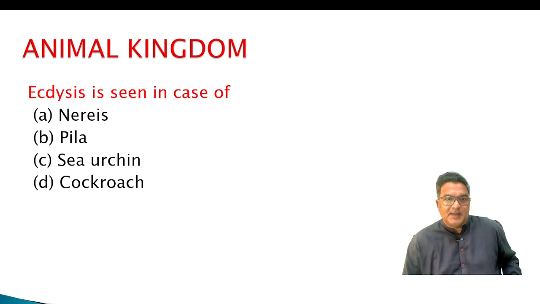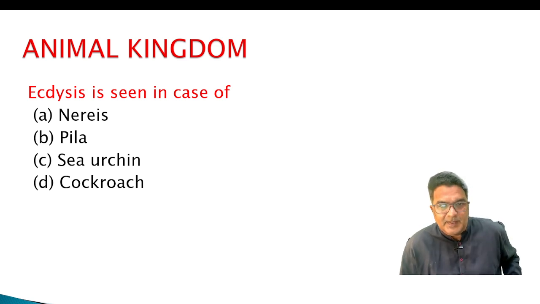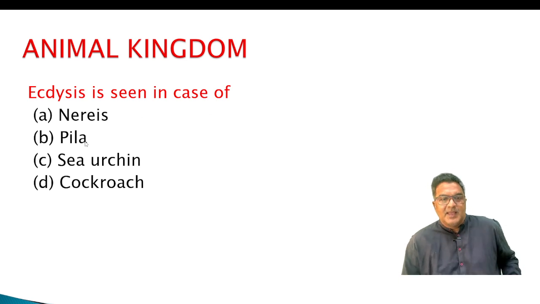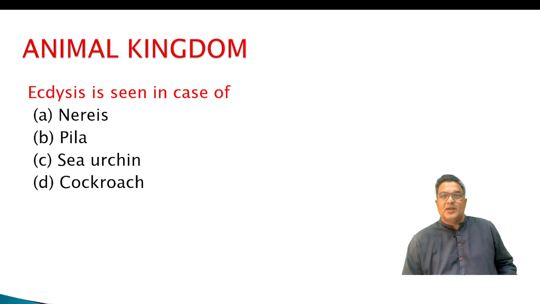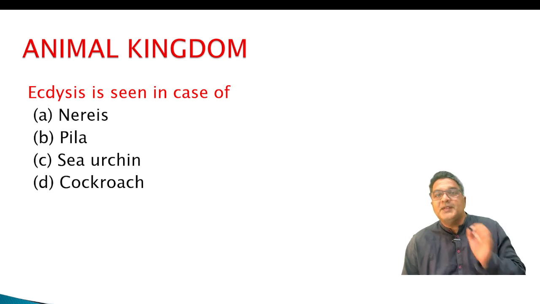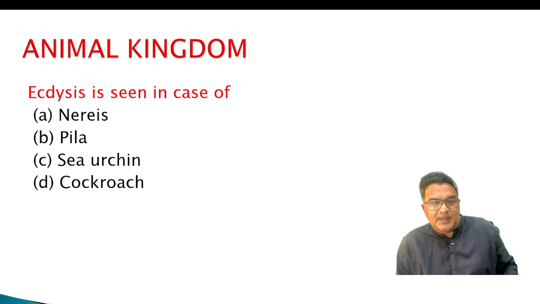Ecdysis is not in NCERT at present, just for information only. Ecdysis is a characteristic feature of phylum Arthropoda, like cockroach. Ecdysis is done by a hormone called ecdysone. Molting, we can say. We have the simpler name molting in NCERT.